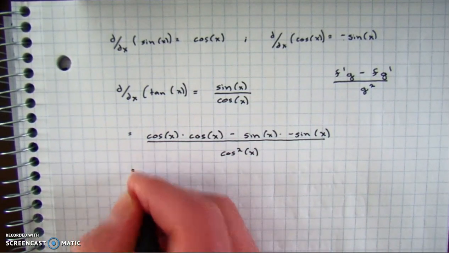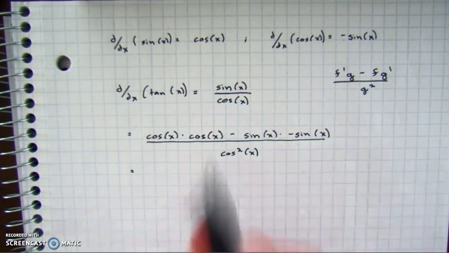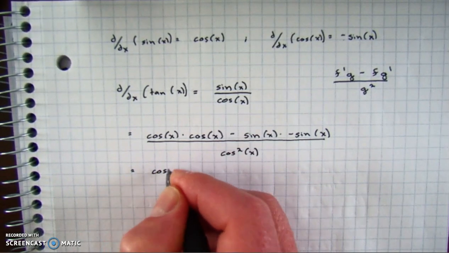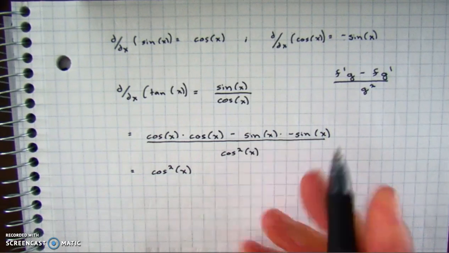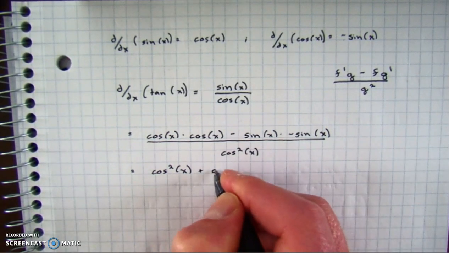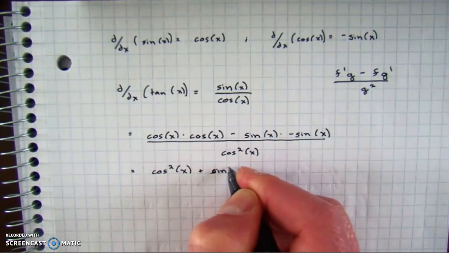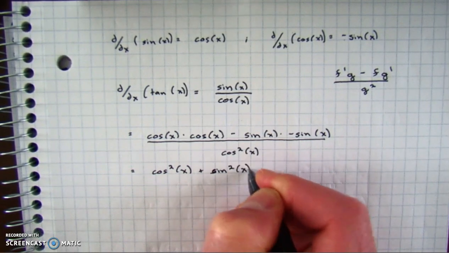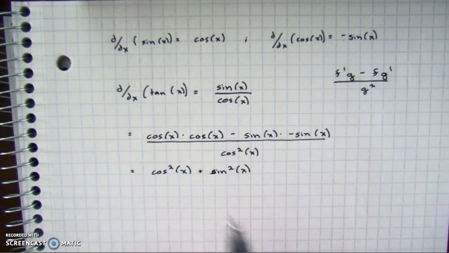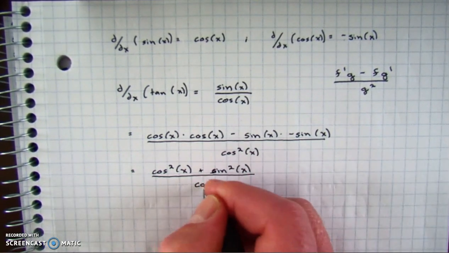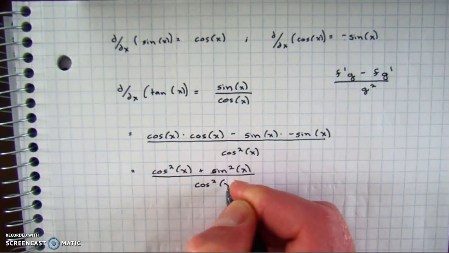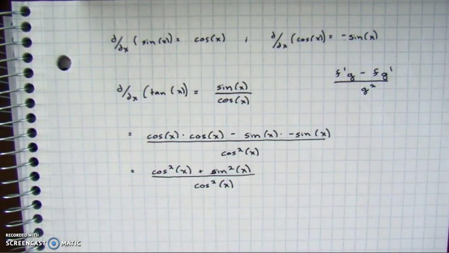All right, so let's simplify this a little bit. If we did this multiplication, we'd get cosine squared of x. A negative times a negative is a positive. Times sine squared of x. That's an s right there. And then all over cosine squared of x.